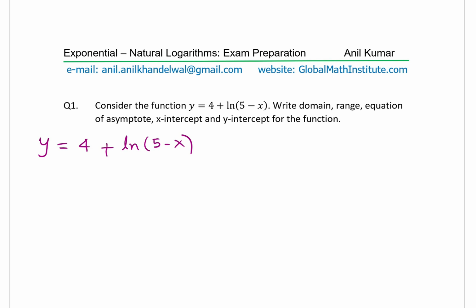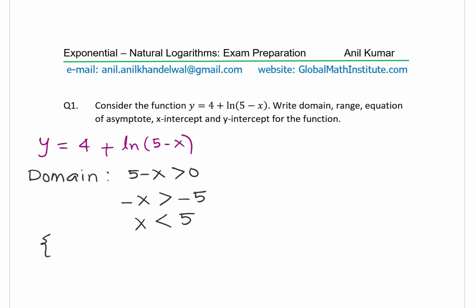If I am looking for domain, we know for logarithmic functions, the argument should be greater than 0, right? So basically, we are looking for 5 minus x to be greater than 0. That really means that minus x is greater than minus 5, or x, multiplying by a negative will also change the sign, is less than 5. So that becomes the domain for the function. You can write domain as x belongs to real numbers where x is less than 5. Perfect.